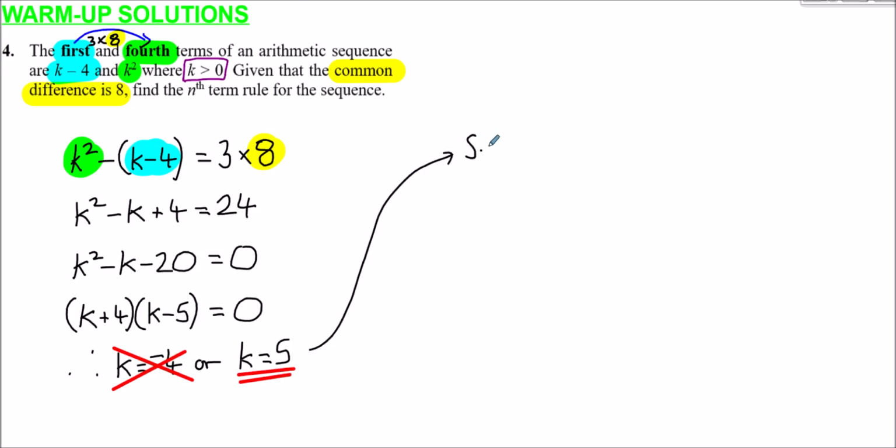So this sequence is going to go, well, k minus 4 will now be 5 minus 4, which is 1. The common difference is 8, so it'll be 1, 9, 9 add 8 is 17, then 17 add 8 is 25, and so on. And if you check the fourth term, it's k squared. 5 squared is 25, so it does check out as you'd expect.